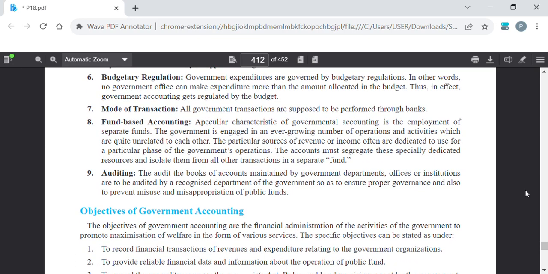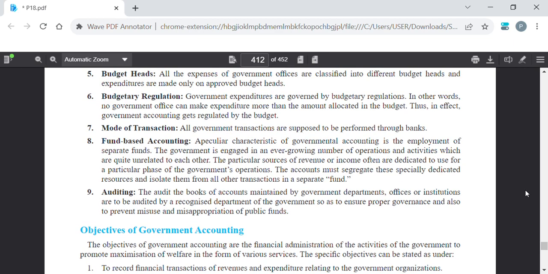Auditing. The books of accounts maintained by government departments, offices or institutions are to be audited by a recognized department of government so as to ensure proper governance and also to prevent misuse and misappropriation of public funds. So auditing is also a must. Auditing of government accounts is usually done by CAG, Comptroller and Auditor General of India. Auditing helps to check whether accounting is done properly, there is no misuse, there is no misappropriation of public funds.